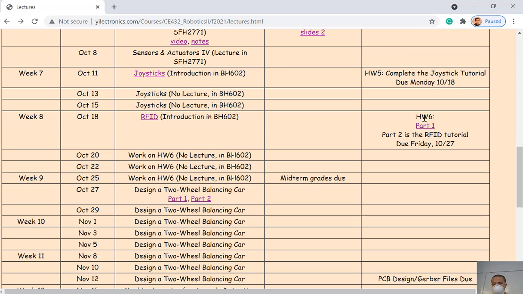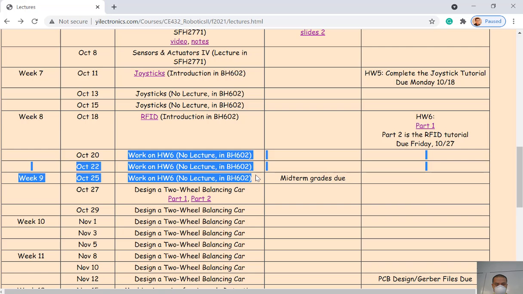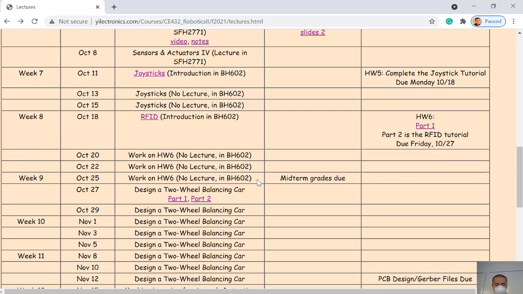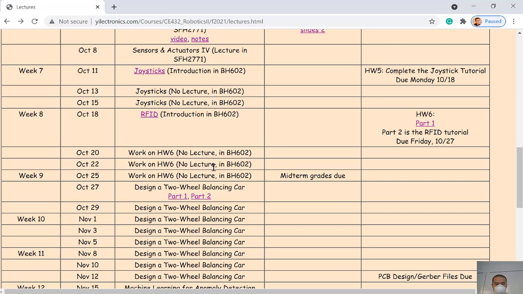And homework 6 has 2 parts and a lot of work. So that's why it's due by the end of this month. We'll have a lot of time to work on that. And you can see these days we do not have any lectures, so I give you the time to work in the lab. I'll be there because if you are not familiar with function generators and the equipment, I will be able to help. Okay.